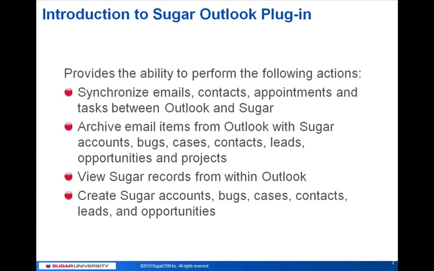Also, I can create a Sugar account, bug, case, contact, lead, and opportunity based off of an email that I receive, if one does not already exist within the system. So if you try to archive and it cannot find a record to match it to, then you can create an account, bug, case, contact, lead, or opportunity within Outlook.